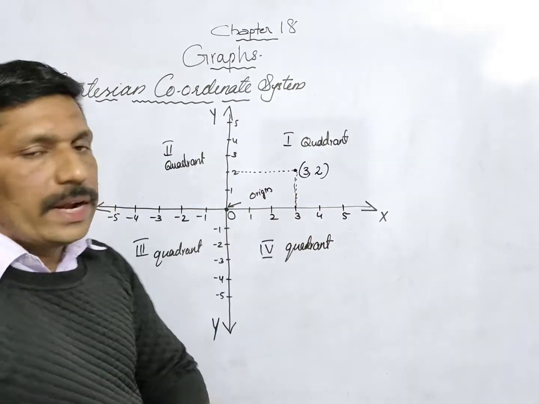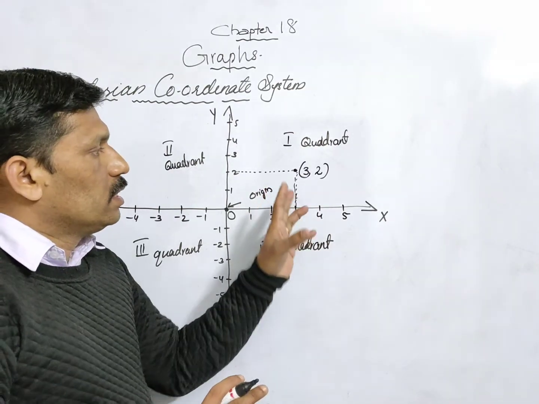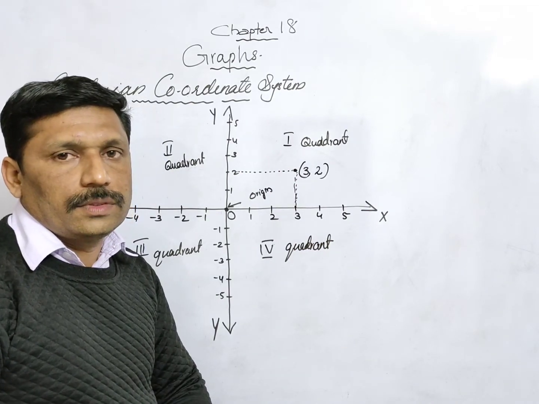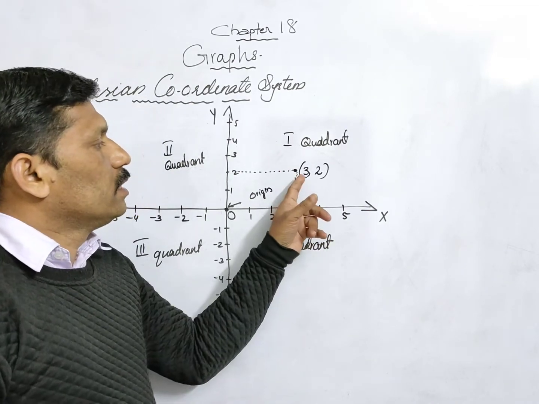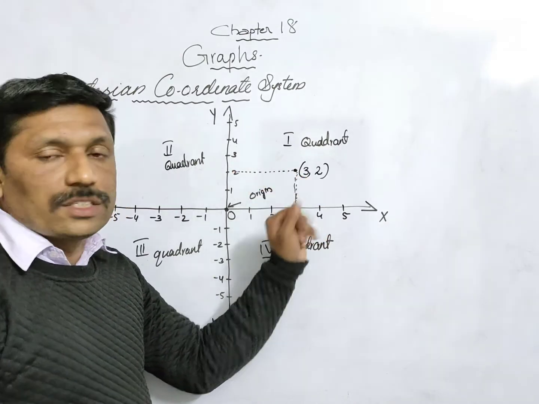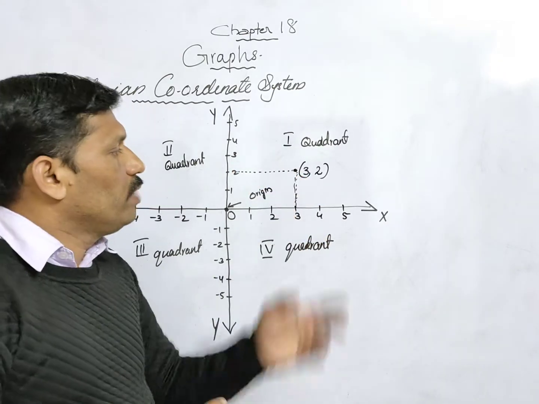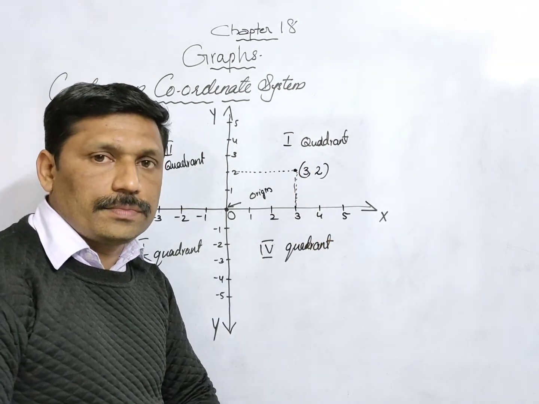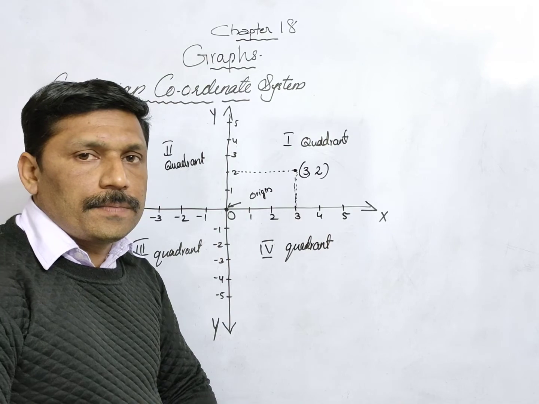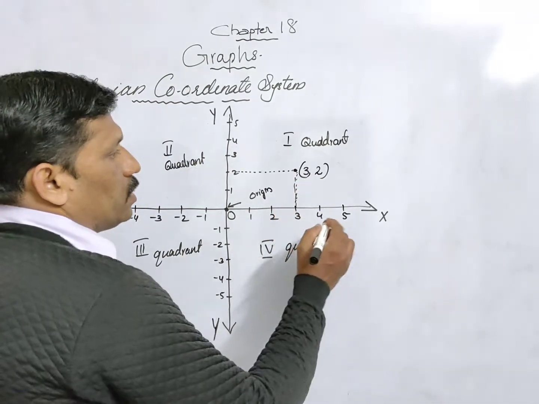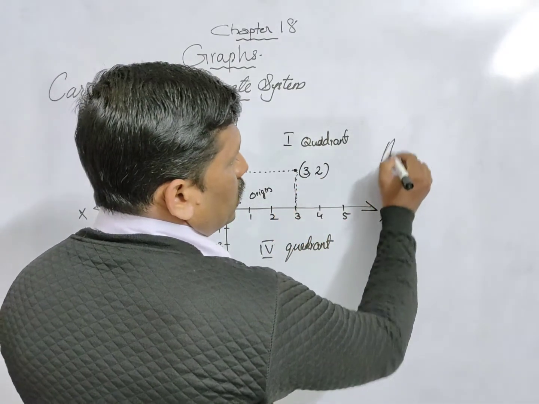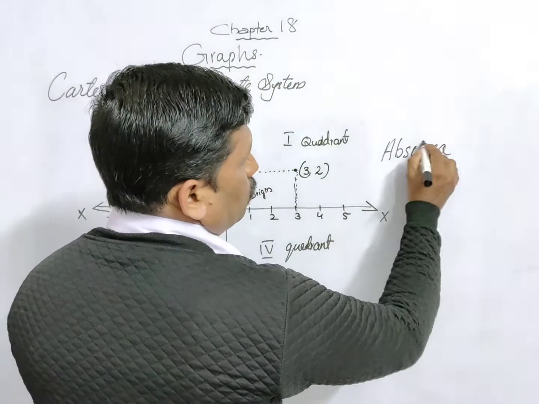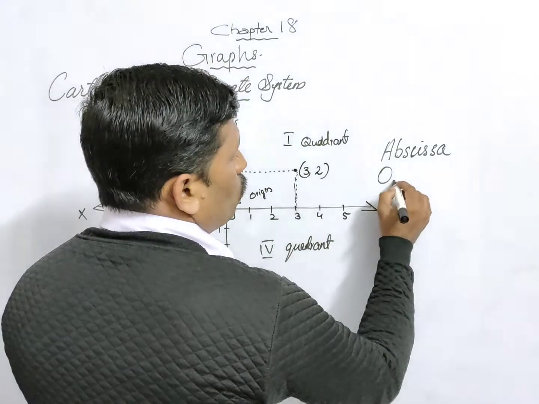This is called an ordered pair because the two coordinates are arranged in an order. So this coordinate point represents the combination of x coordinate and y coordinate. Always we write x coordinate first and y coordinate next. And here x coordinate is known as abscissa and y coordinate is known as ordinate.